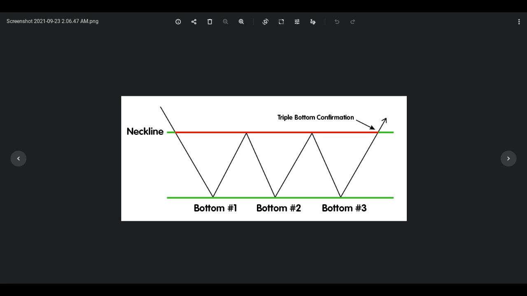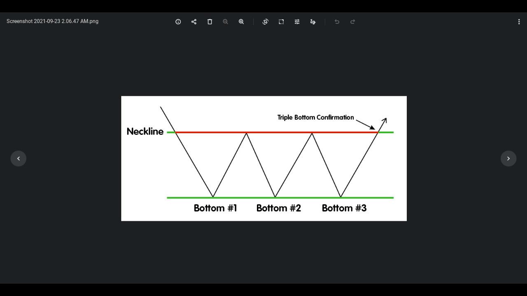Volume description: volume tends to drift downward during the formation and expand on the breakout. Breakout confirmation: a close above the upper trend line drawn horizontally across the intervening highs between the lows with above average volume.